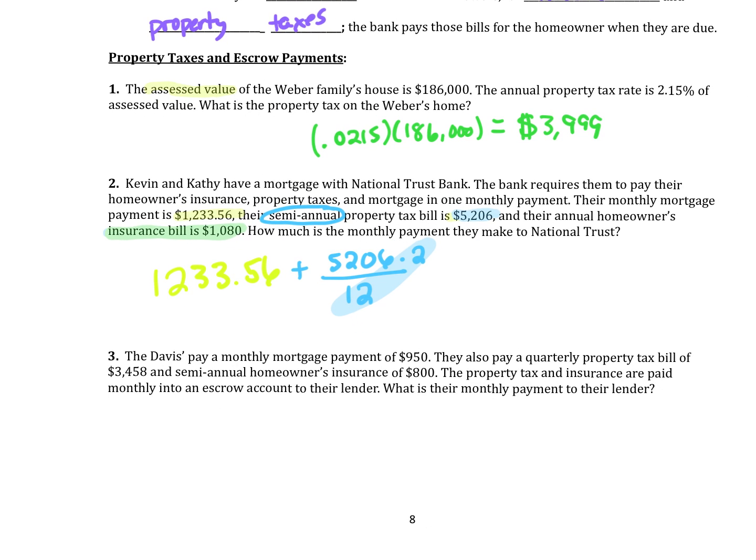And then the 1080, that's their annual homeowner's insurance bill, so that's divided by 12. So if we add all of that up, what do we get? 2191.23.